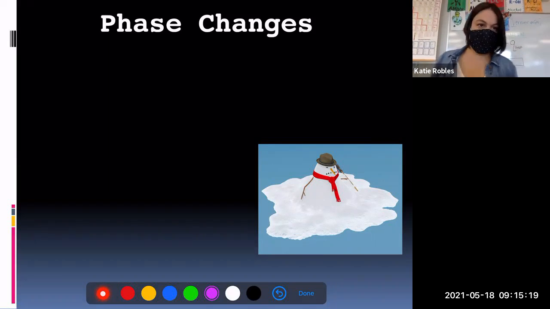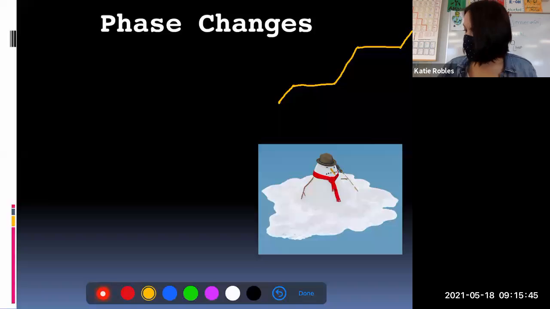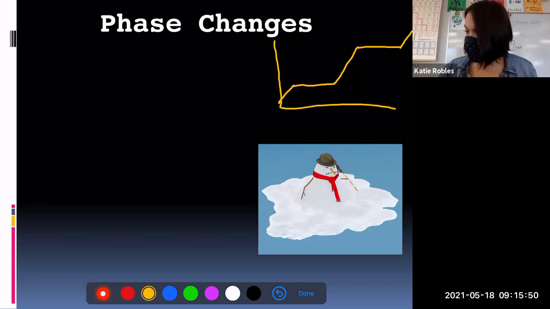Okay, so we're going to talk about phase changes. I want you to remind yourself of the graph that we looked at a while ago. You have ice, and the ice heats up, and then the ice melts and turns into water, which heats up, and then the water boils and turns into steam, which can heat up. And remember, on this side was temperature, and this side was heat.